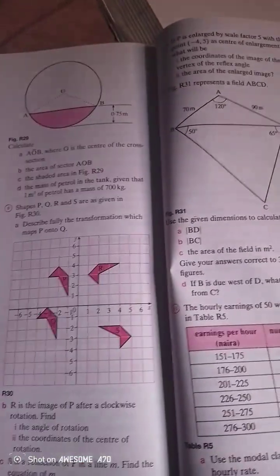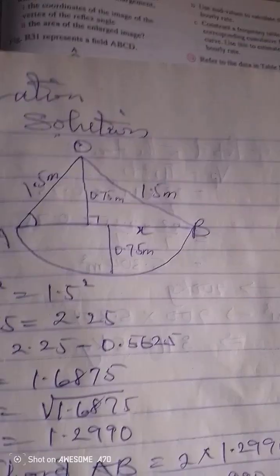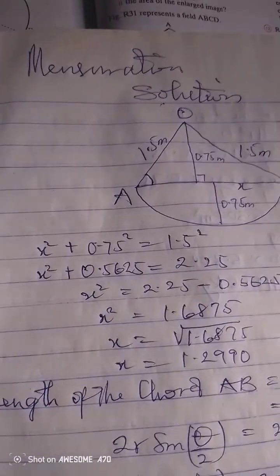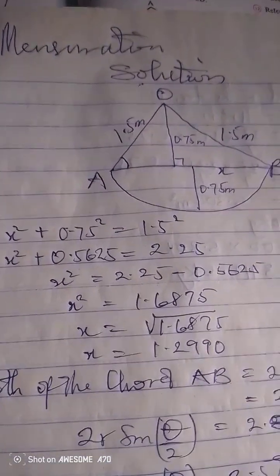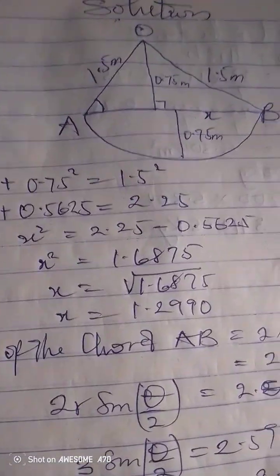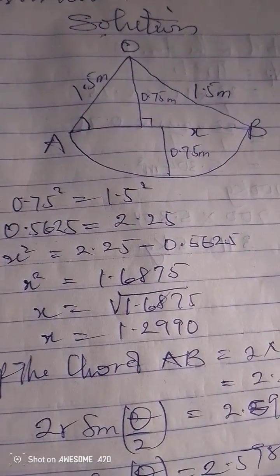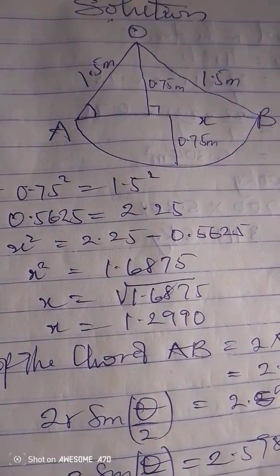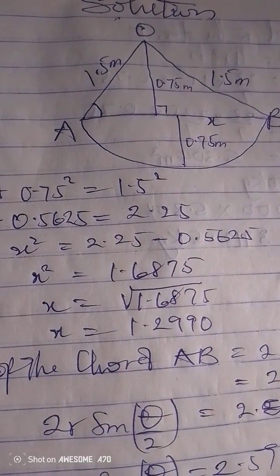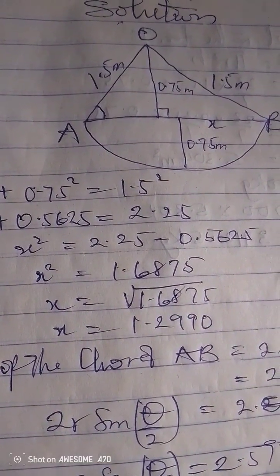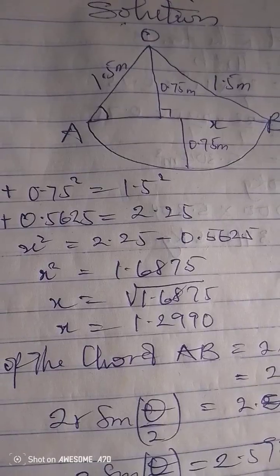Okay, let's look at the solution together. Here comes the solution. From the cross-section given to us, we extracted this diagram, which is a sector, a minor sector to be precise. In the minor sector, O is the center, AB is a chord, 0.75 indicates the height of the petrol in the tank.